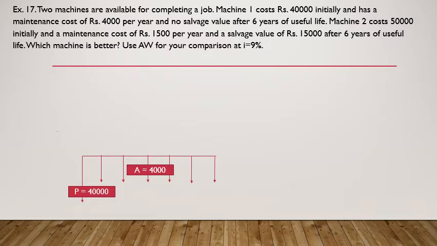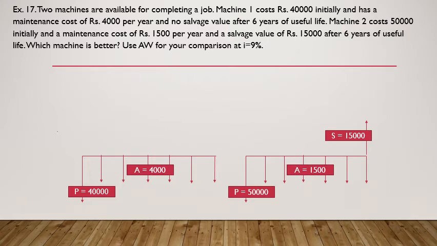Machine 2 costs 50,000 initially and a maintenance cost of 1,500 and its salvage value is 15,000 after 6 years. Both of them have a life of 6 years. Which machine is better? Use annual worth comparison of alternatives at i is equal to 9%. A common example, not so special about this example.